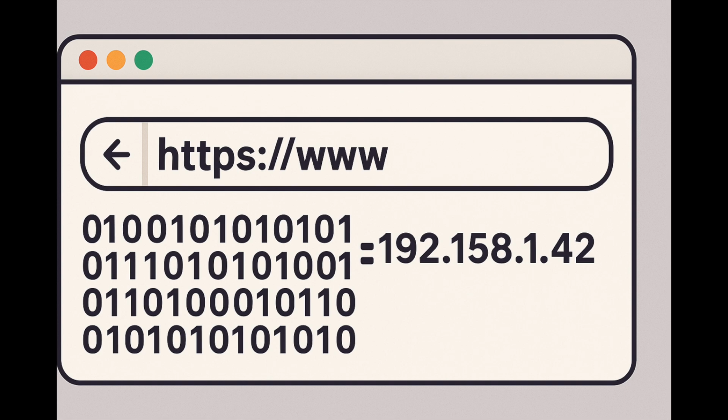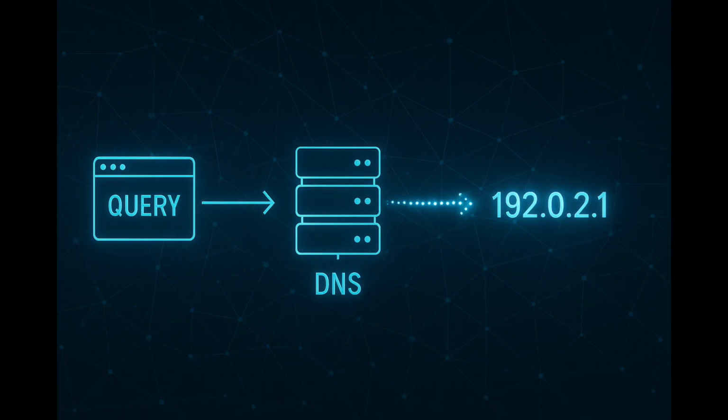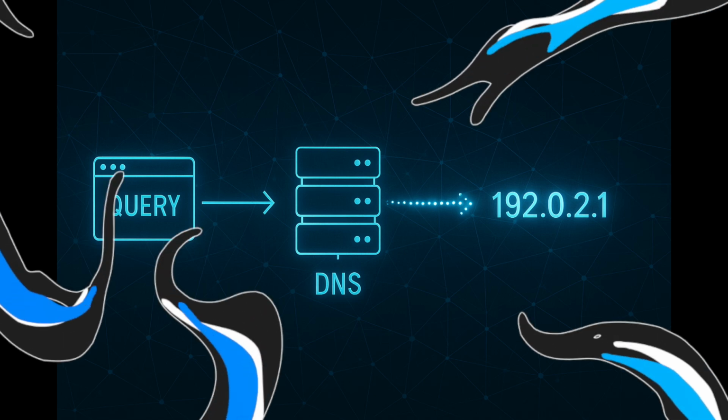It all starts with a URL, like example.com. This address is just a human-friendly label, but computers need IP addresses to find each other, not names. Your device first asks a DNS server, "What is the IP address of this website?" DNS acts like the phone book of the internet, converting domain names into IPs.